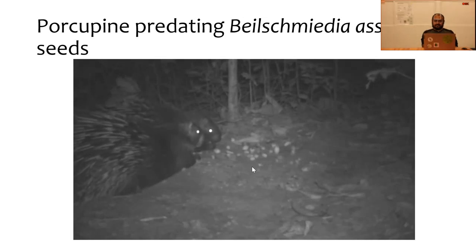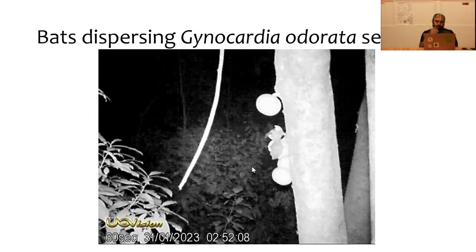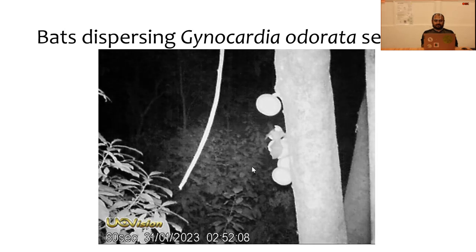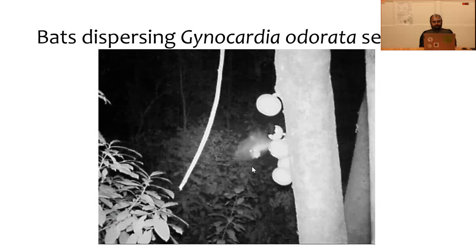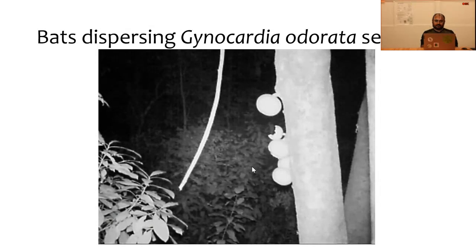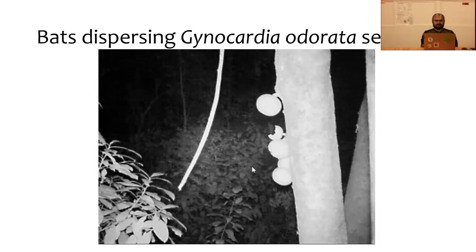In this video footage I have put 20 seeds, and over the course of 2 hours they have finished all the seeds in one go, and they love these species' seeds. Here's a bat. I also put some camera traps at the top, and I found a bat also disperses Gynocardia odorata seeds, and just observe how they are carrying the seeds. You see the seeds hanging from their mouth. So that's how the bat disperses seeds for some of the plants.